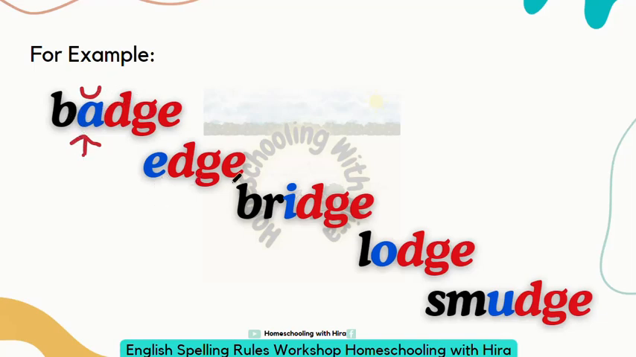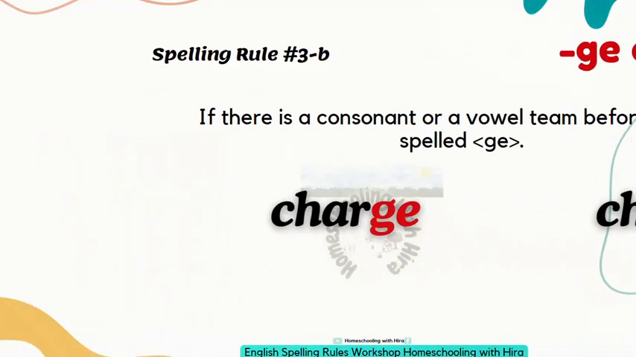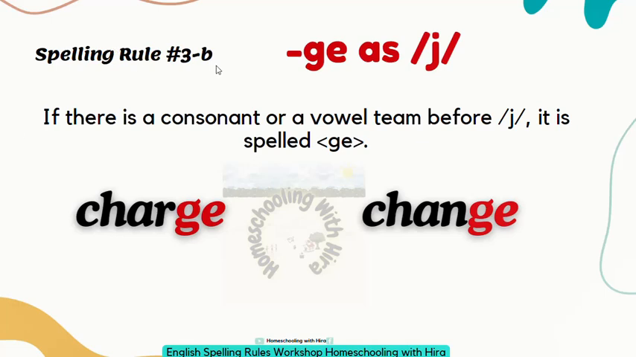Then we have edge, short e sound. J will be written with DGE. Edge, short vowel, DGE. Lodge, o, short sound, lodge. Smudge, short sound, DGE. Right? Now let's learn about the second part of this rule, that is 3B, where we write the J sound at the end of words with GE.